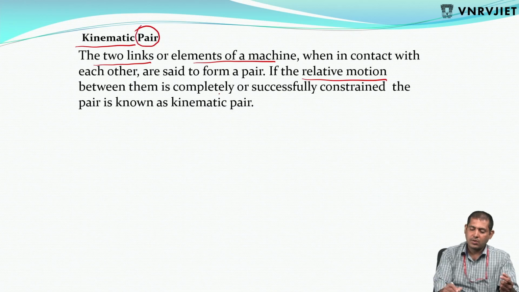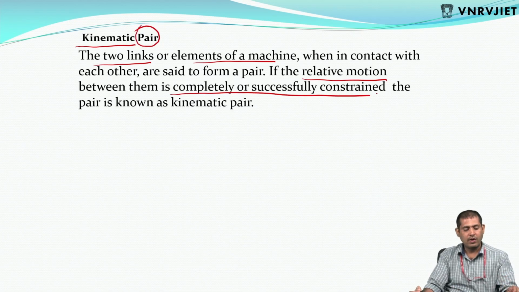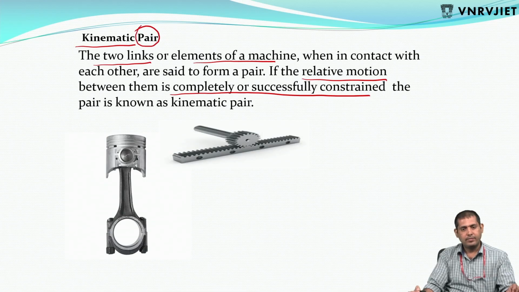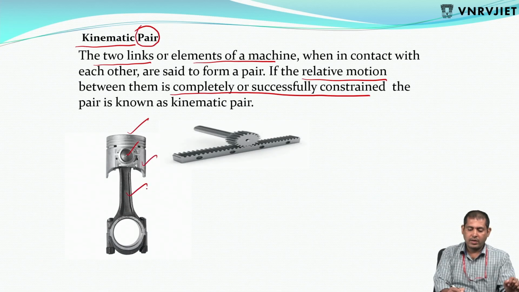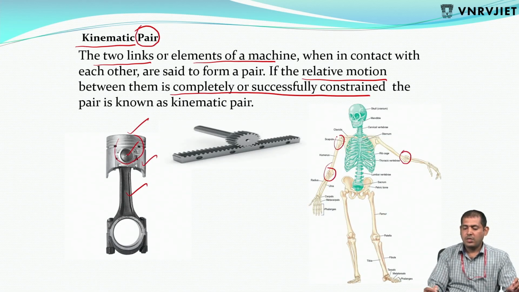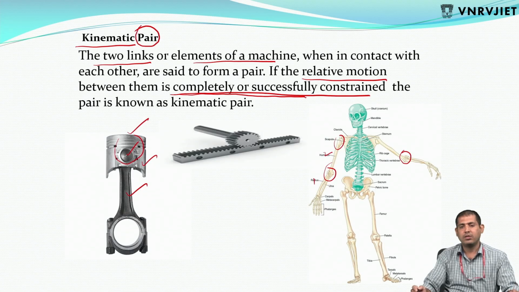Now the question is, what is completely or successfully constrained? That we are going to learn. Let's see. One connection, from here to here, one connection. These two become a pair. The skeleton is part 1, part 2. Let us consider element 1 and element 2 are connected by some means. Then we can say that is a pair. Next, the question is completely or successfully constrained motion. We are going to learn.